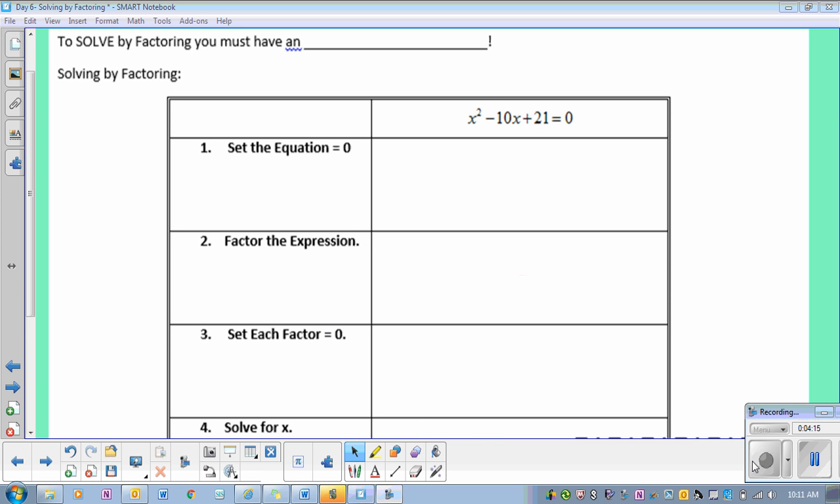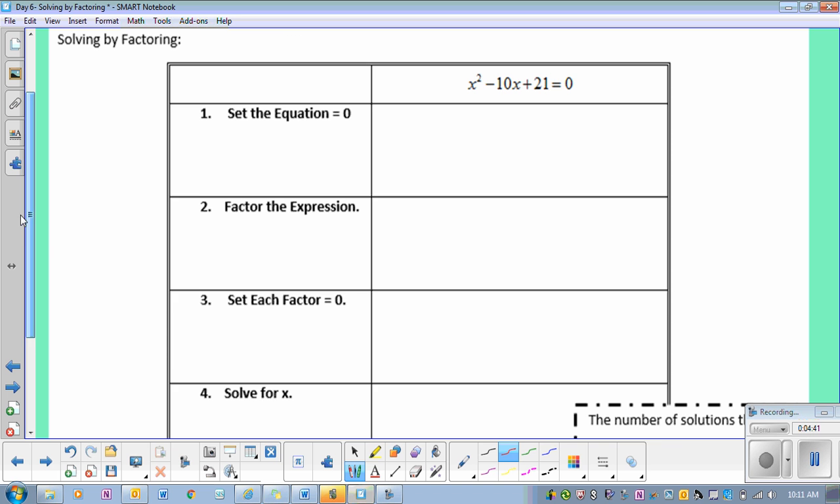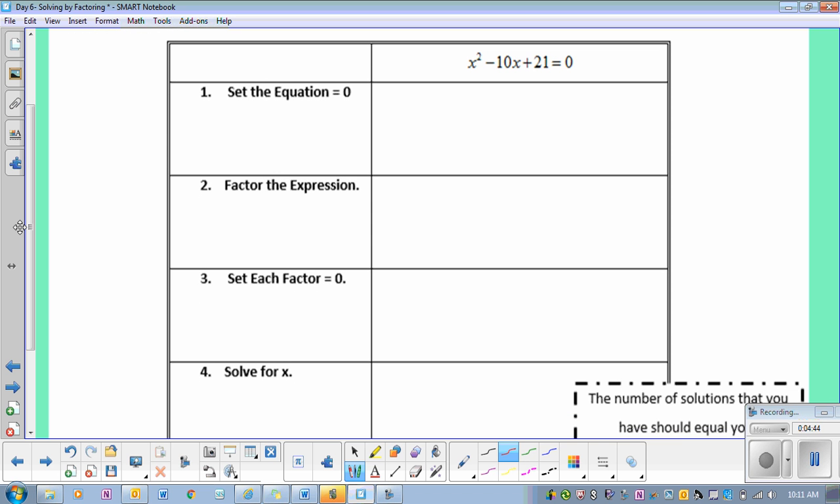So let's talk about solving by factoring. In order to solve by factoring, you have to have an equal sign. If you see an equal sign, we're solving. If you don't see an equal sign, you're just factoring. Does that make sense? Okay, so solving by factoring. Here's our example. X squared minus 10x plus 21 equals 0. Oh, there's an equal sign, right?